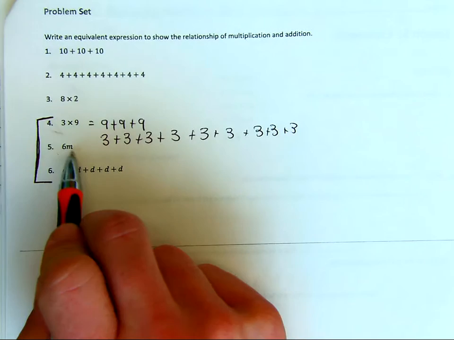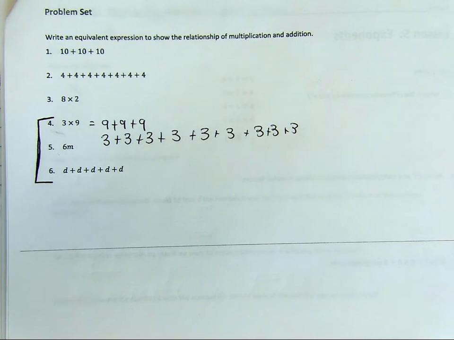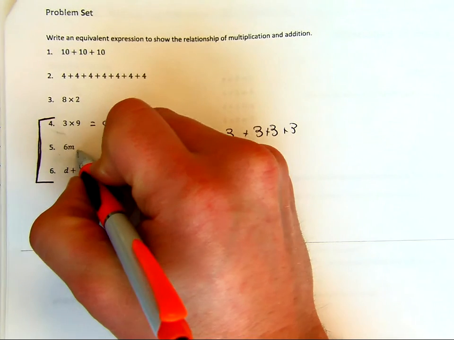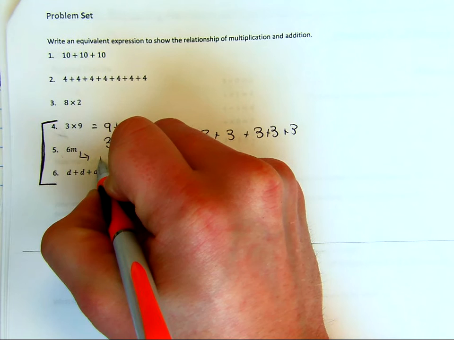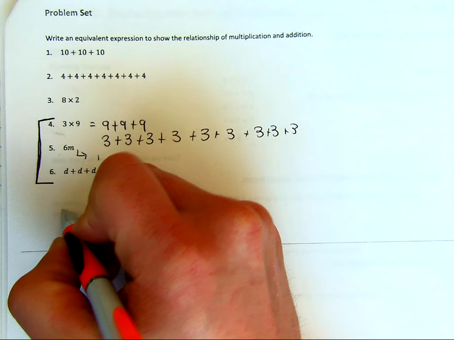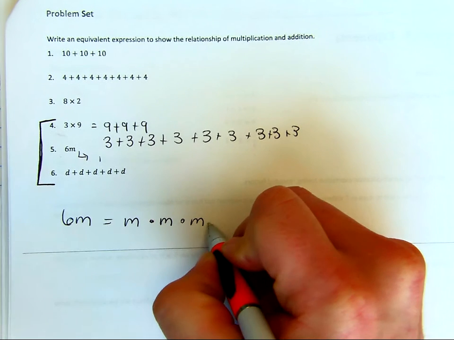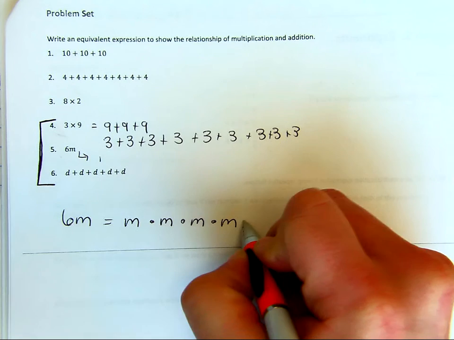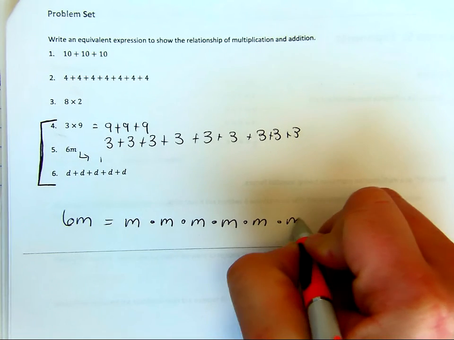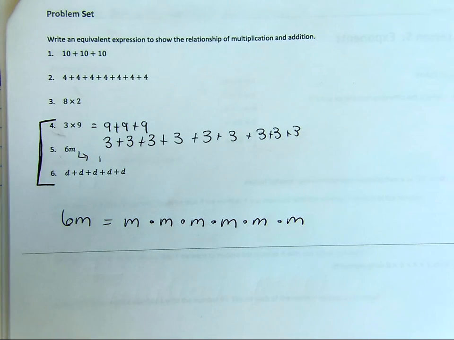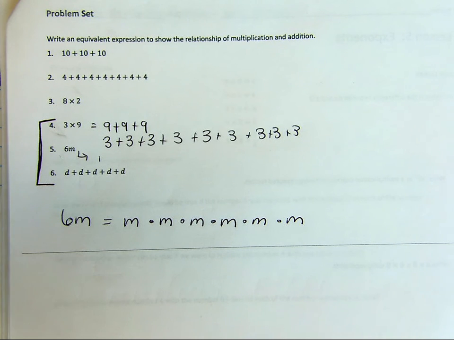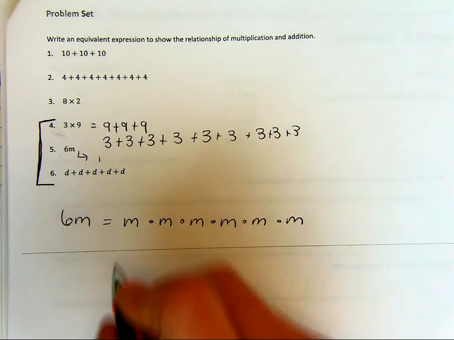Now this 6m, Casey? I mean, m times m times m times m times m. So she said 6m equals m times m times m times m, 4, 5, 6. Connor? Instead of multiplication, it's addition because it's 6 times m.